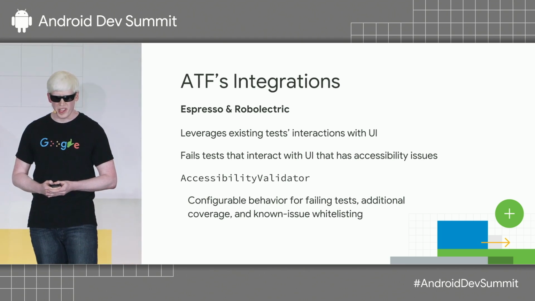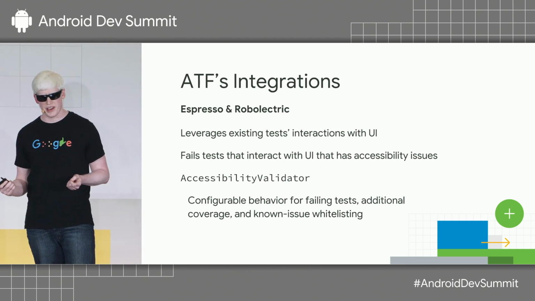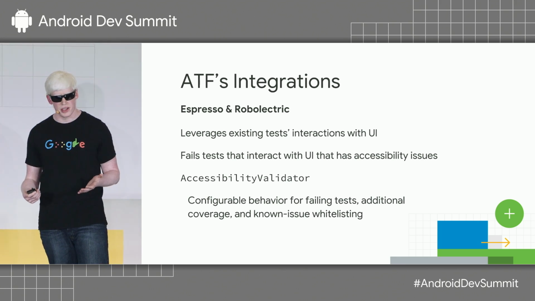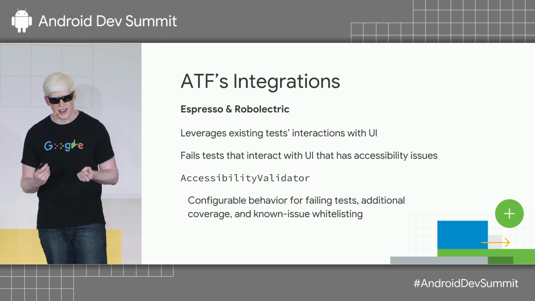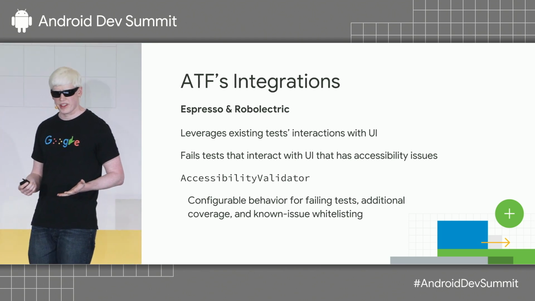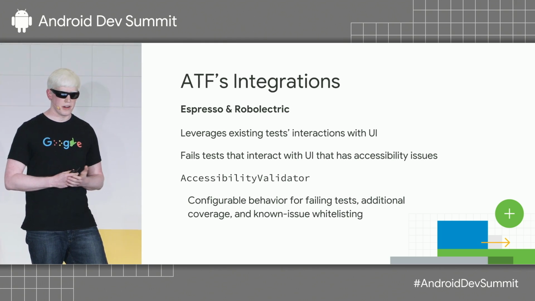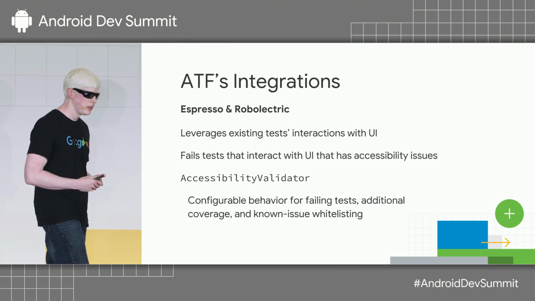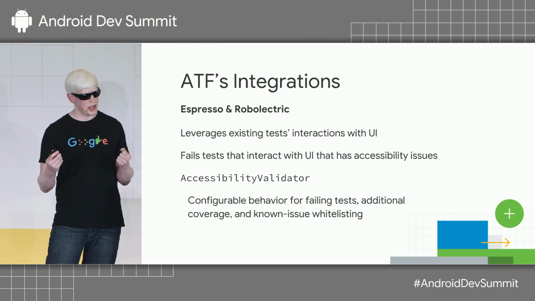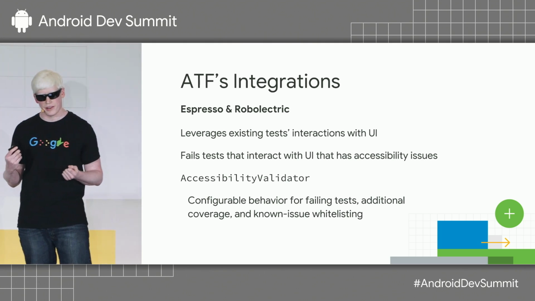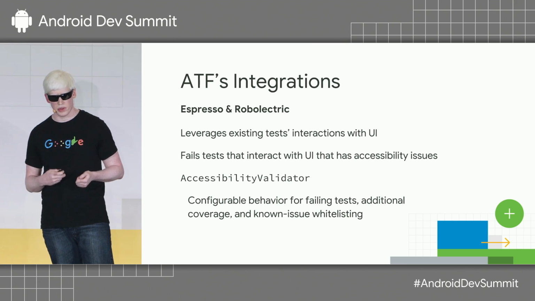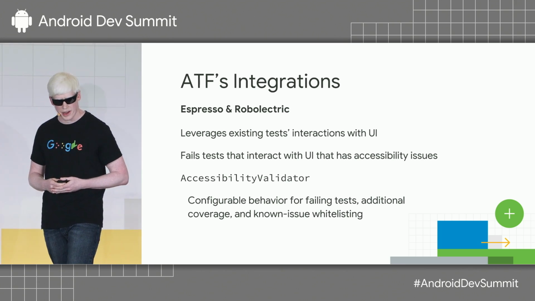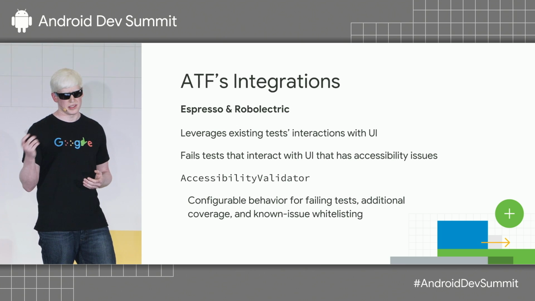Essentially, the idea with these integrations of ATF is they will piggyback on top of your existing tests. So you have a test that runs, loads some UI from your application, interacts with that UI, and asserts some state. During the interaction phase of your test, if you've enabled our integrations with Espresso or Robolectric, we'll actually evaluate the UI at the time that it's interacted with. So if we identify an accessibility issue that we believe will affect a user with a disability's ability to interact with your application, we will fail your existing test.